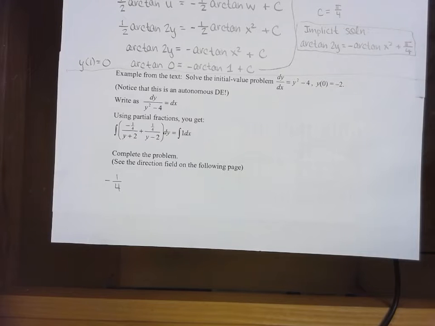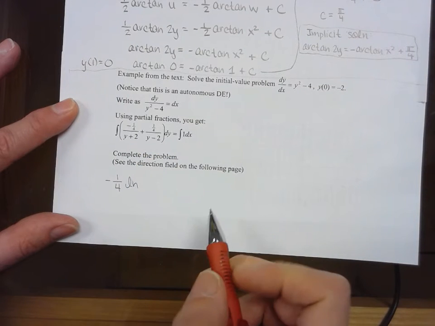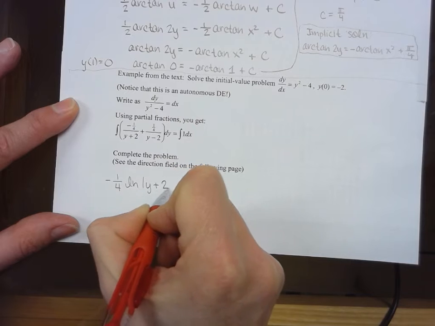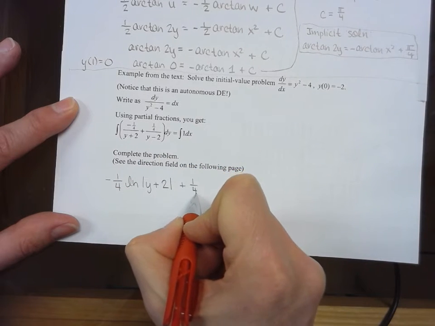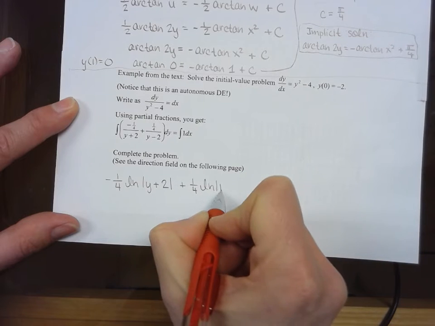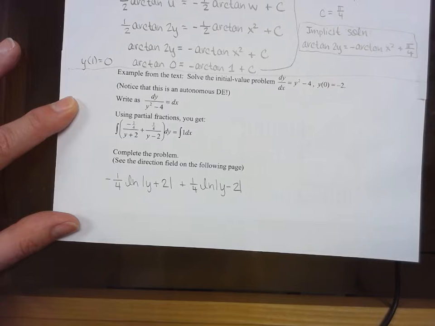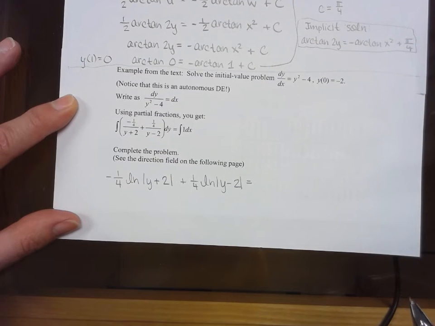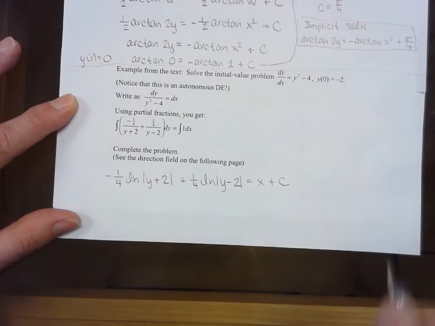Log of y plus 2. ln. Now, I am going to use absolute values. And then plus 1/4 ln absolute value y minus 2 equals, and so what do we get on the right-hand side? x. And I'm going to do my plus c on this side.